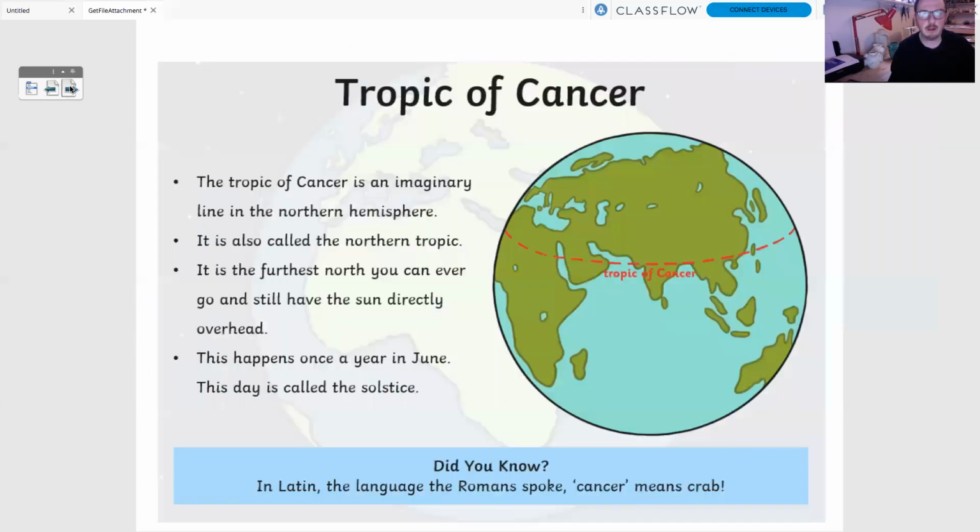Let's go. Now, the Tropic of Cancer. Again, an imaginary line in the northern hemisphere. It's also called the Northern Tropic. It's the furthest north you can ever go and still have the sun directly overhead. And that just happens once a year in June. And it's called the solstice. Okay? So that's the Tropic of Cancer.